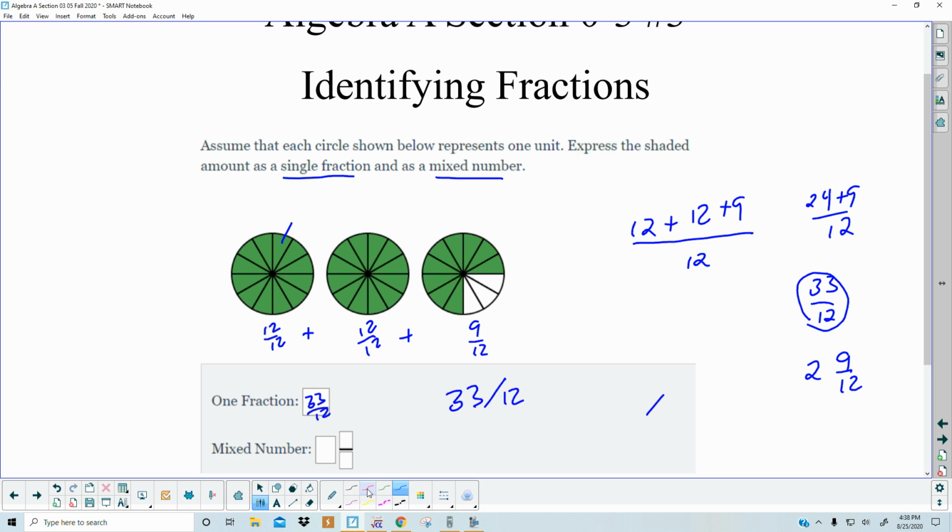This is a full circle, so you have one of them. You have another full one, so you got another one. So far you have 2 full circles. Then you have 9 out of 12. So then 2 and 9 twelfths. I'll show you finding the mixed number first. I'll do that on the next screen.